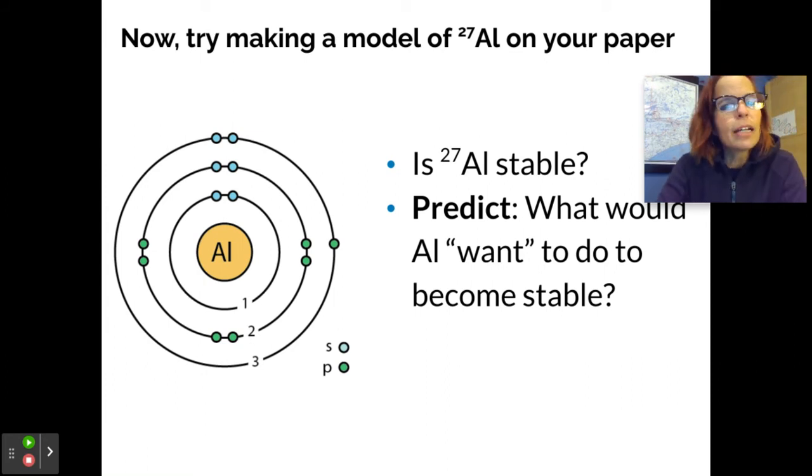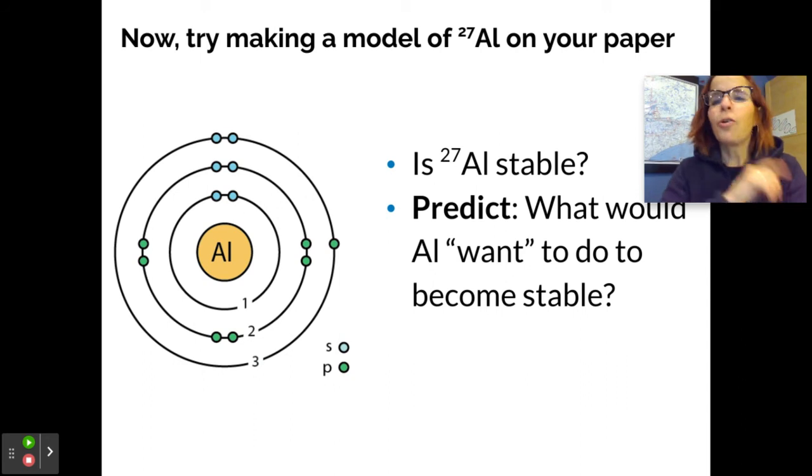So that's what aluminum does in chemical reactions. It donates 3 of those electrons so that it can be stable like the noble gas before it. The noble gas before aluminum is neon. It has 10 protons and has 8 valence electrons.